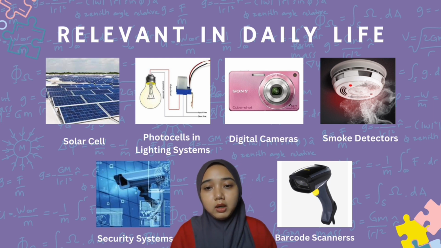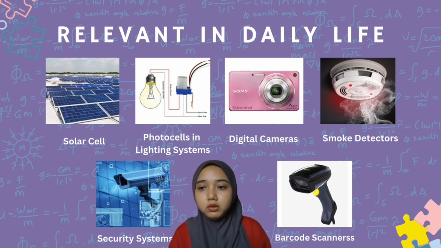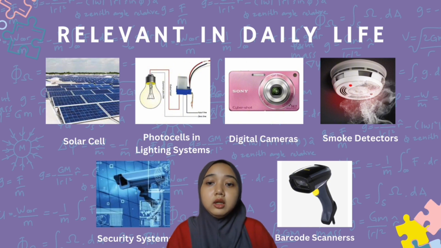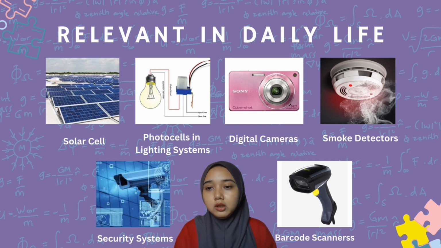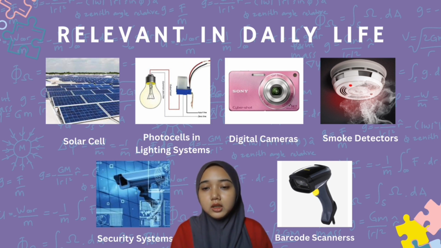The last one is barcode scanners. Many barcode scanners use laser beams or photodetectors to read the information encoded in barcodes. The photoelectric effect is essential for converting the reflected light from the barcode into an electrical signal that can be interpreted by the scanner. These examples illustrate how the photoelectric effect plays a crucial role in various technologies that have become an integral part of our daily life.